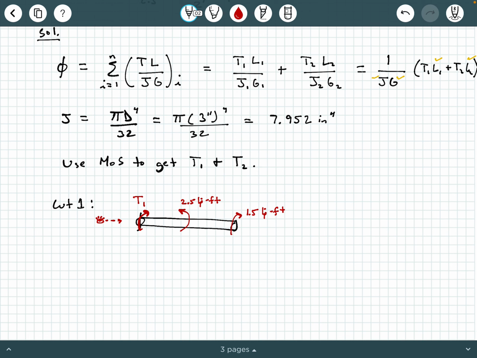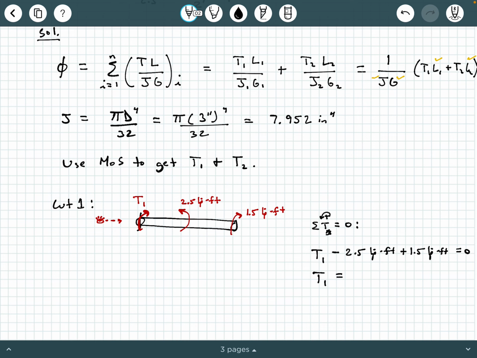And what do we do now? Well, we just say the sum of the torques equals 0, and we're going to use that reference, that eyeball or viewpoint. Using this viewpoint, I'm going to say T1 minus 2.5 kip-feet plus 1.5 kip-feet equals 0. So what does T1 become?